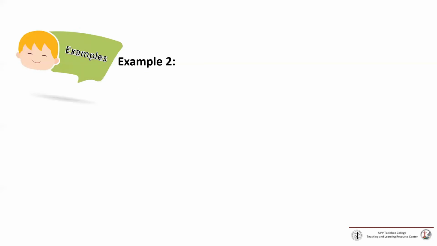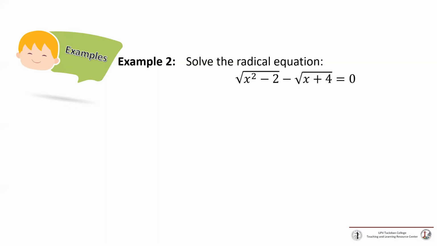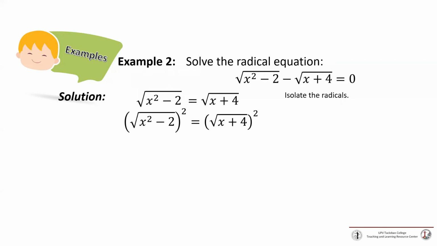Let's try example number 2. Solve the radical equation: the square root of x squared minus 2, minus the square root of x plus 4, is equal to 0. And again, we follow the steps. Step 1, we isolate the radicals. So we write on the left side the square root of x squared minus 2 is equal to the square root of x plus 4. Next, we square both sides. So we have the square root of x squared minus 2 raised to 2 is equal to the square root of x plus 4 raised to 2.